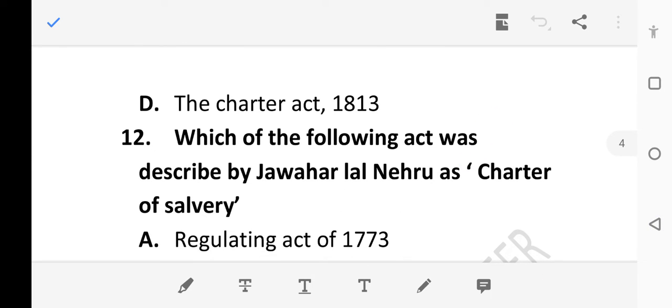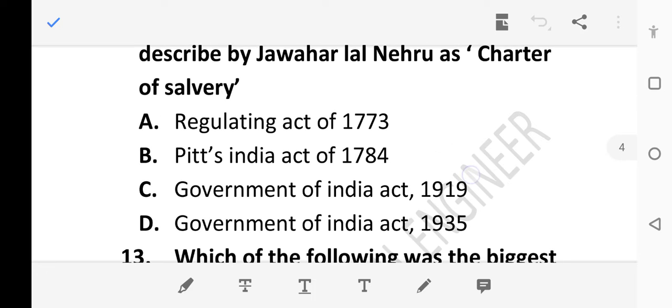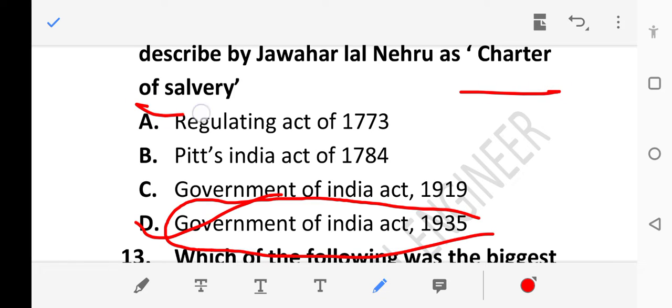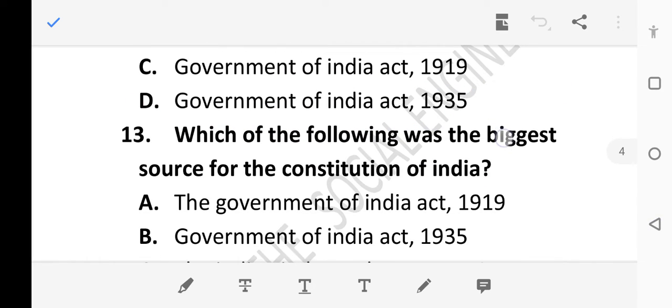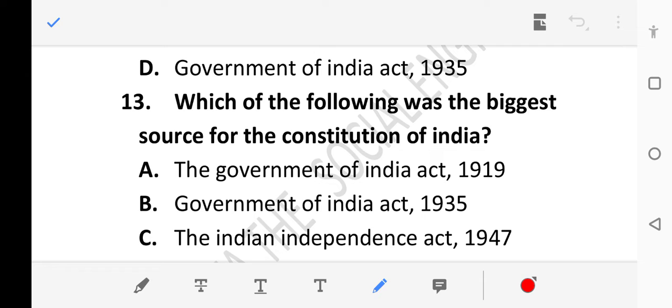Which of the following acts was described by Jawaharlal Nehru as Charter of Slavery? That is option number D, Government of India Act 1935 is called the Charter of Slavery. Next question. Which of the following was the biggest source for the Constitution of India? That is option number B, Government of India Act 1935.